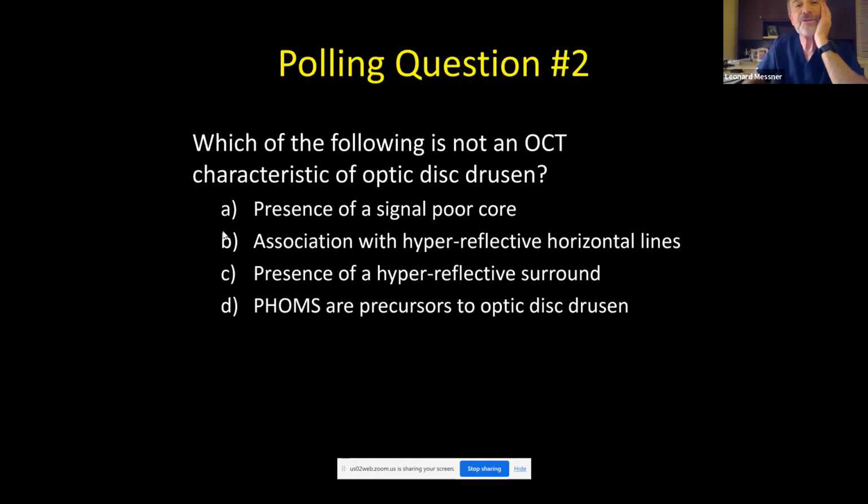All right, great. So polling question number 2: which of the following is not an OCT characteristic of optic disc drusen? A, the presence of a signal poor core. B, associated with hyperreflective horizontal lines. C, the presence of a hyperreflective surround. Or D, FOMs are precursors to optic disc drusen.